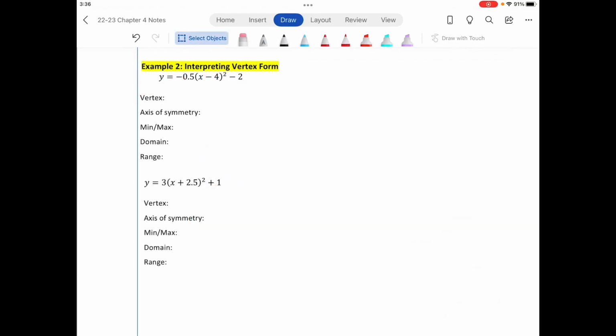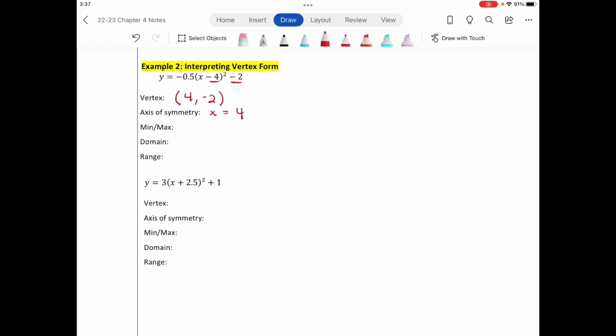Example 2 looks at interpreting vertex form. First thing we need to do is identify our vertex. Remember that's coming from our inside number and the number we're adding or subtracting outside. We're going to change the sign of the inside, so we become positive 4, and the outside number stays the same, negative 2.